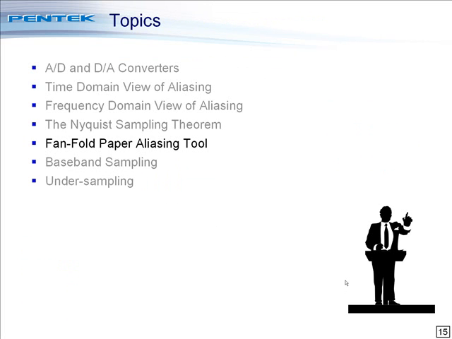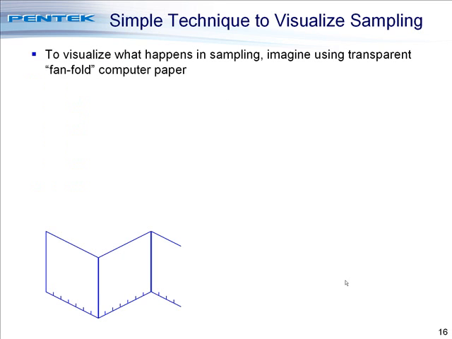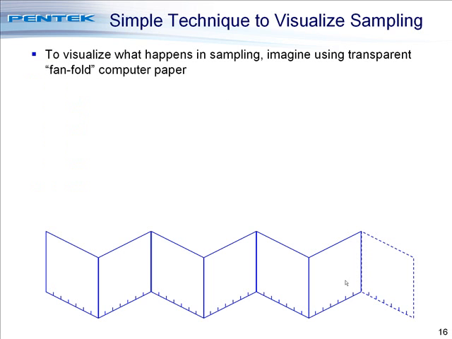Now let's take a look at the fan-fold paper aliasing tool. This is a convenient tool that allows you to see aliasing problems and scenarios. In order to visualize sampling, imagine that you have a stack of fan-fold computer paper, like the type of paper that used to be in a box feeding a line printer. Except imagine that this fan-fold computer paper is transparent. You can see completely through it.